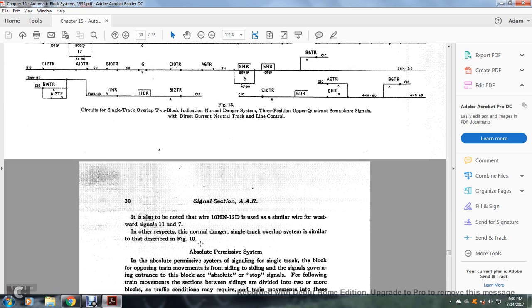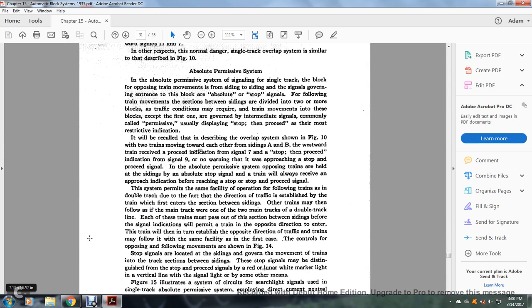It is also noted that where wire 10HN/12D is used, a similar wire is used for the westward signal 11. The other respective normal danger single track overlap system is described in figure 10.